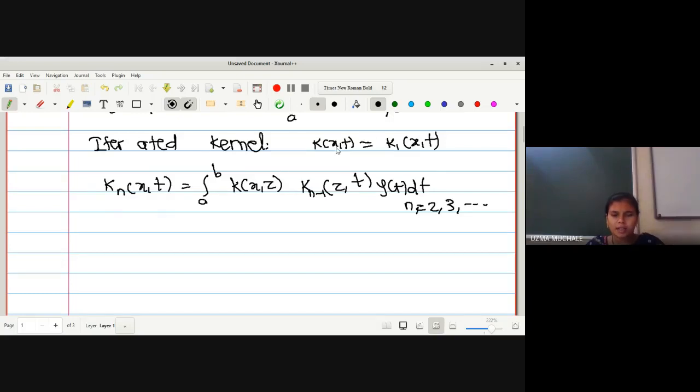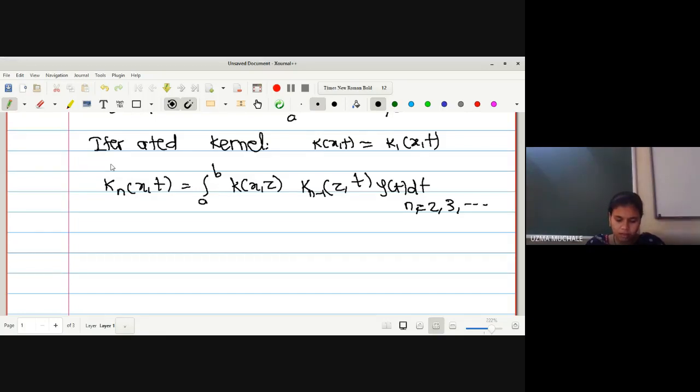Why is it called an iterated kernel? Because the first kernel is nothing but our given kernel, which is from our integral equation. Now the second kernel we can find with the help of this formula. In a very similar way we can find the third, fourth, and so on. You will come to know how to find these iterated kernels while solving the examples.